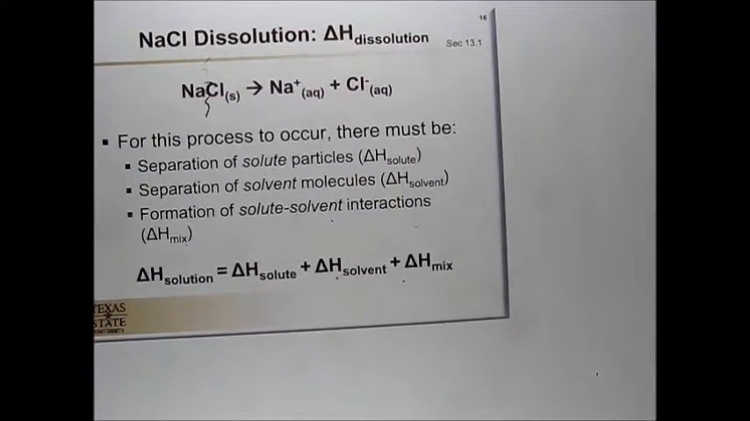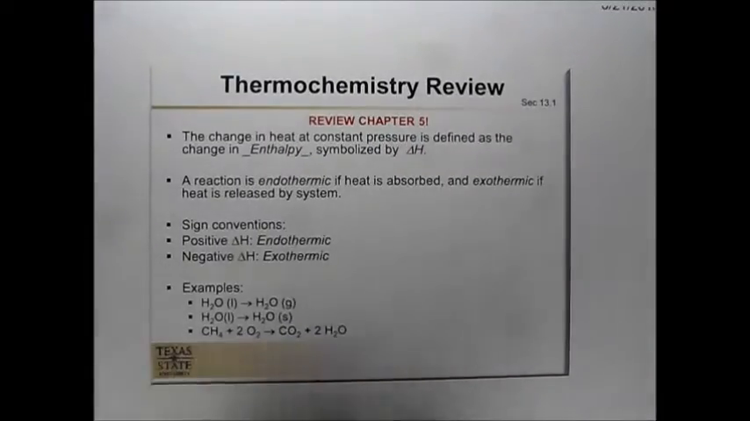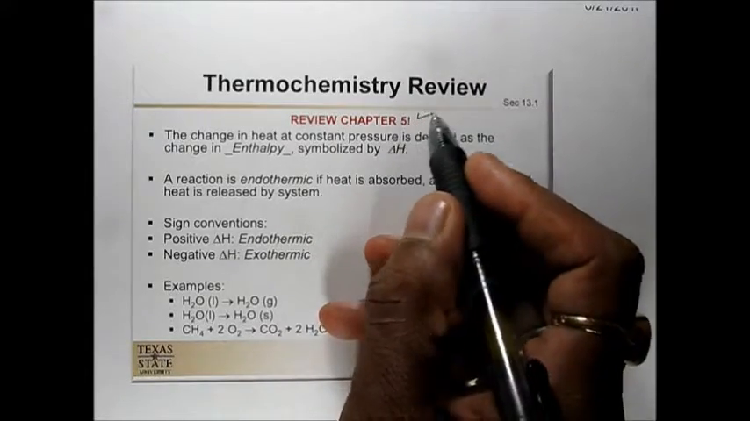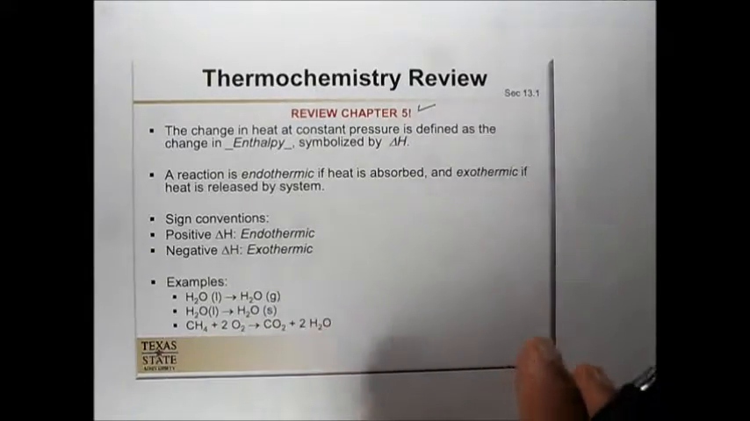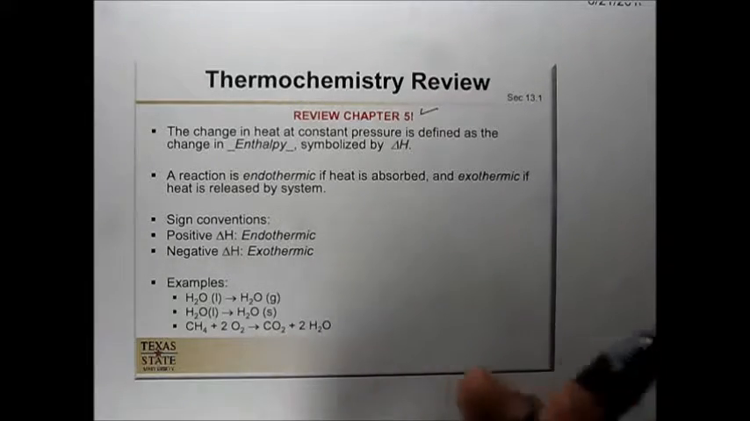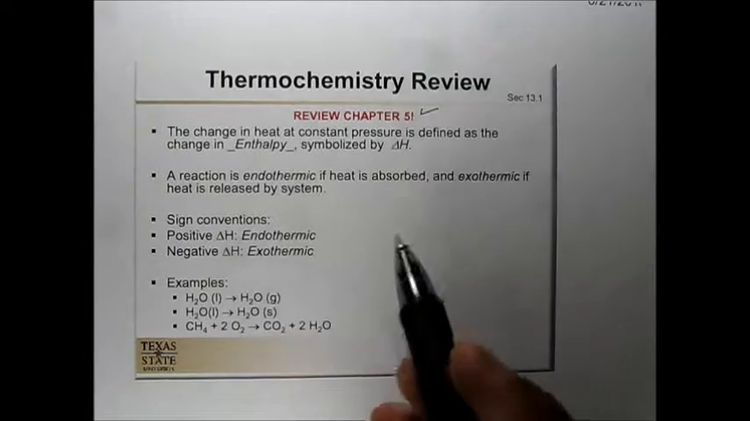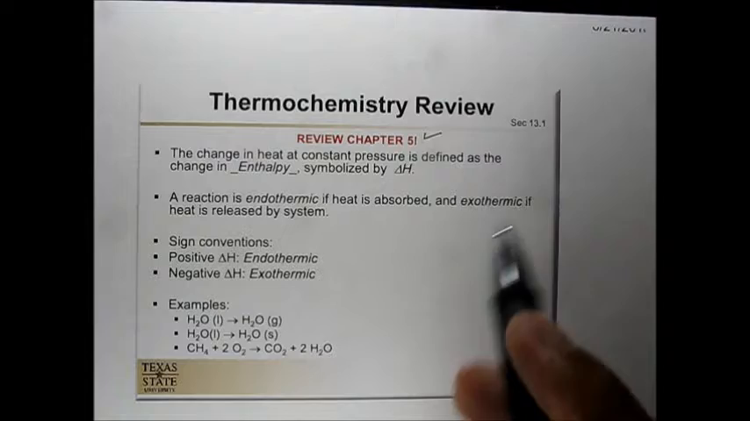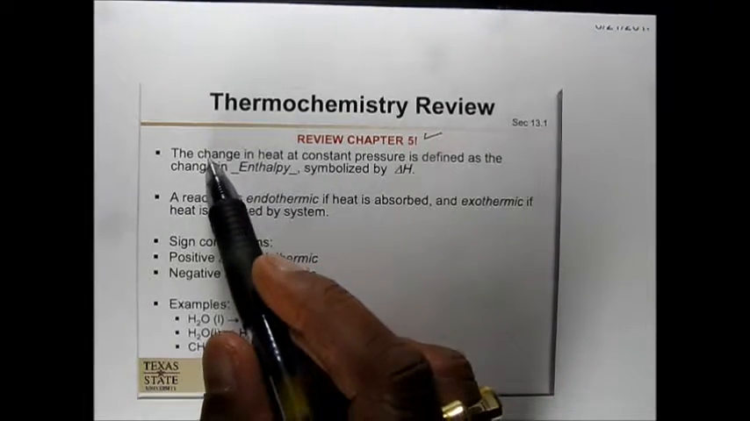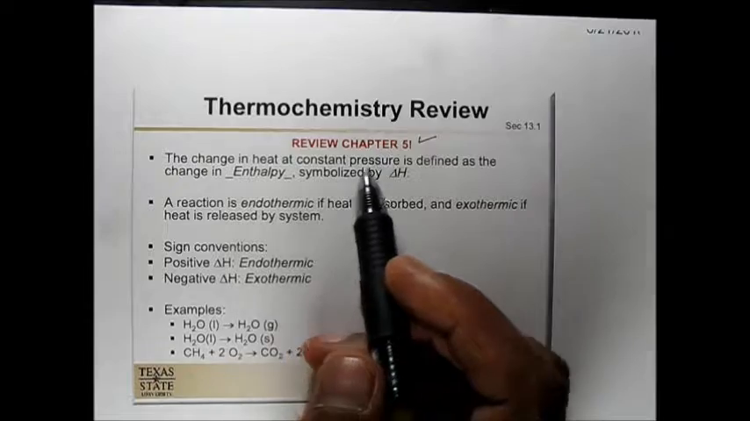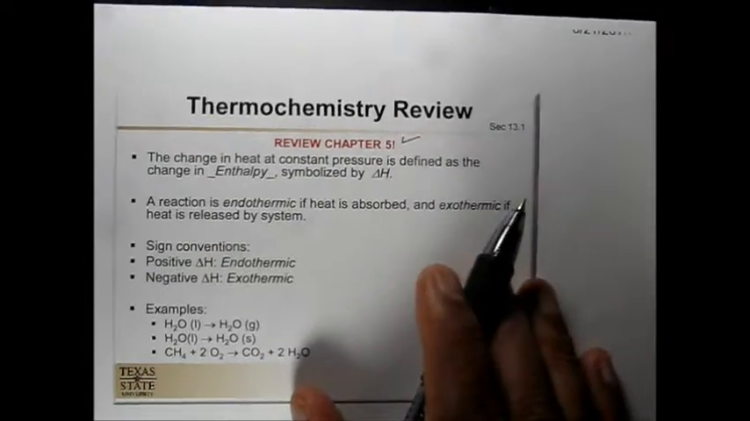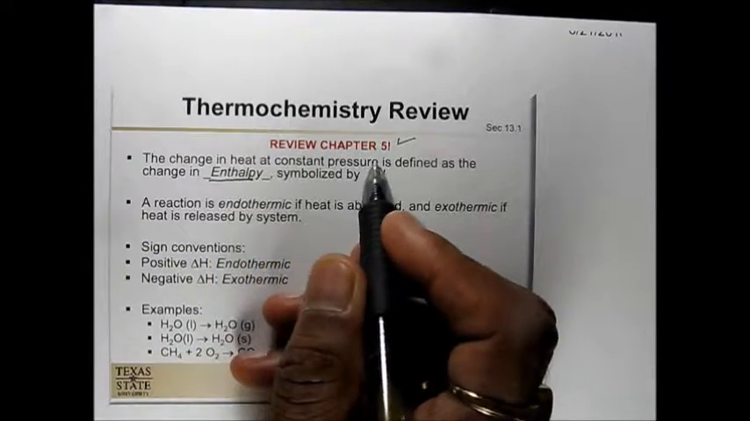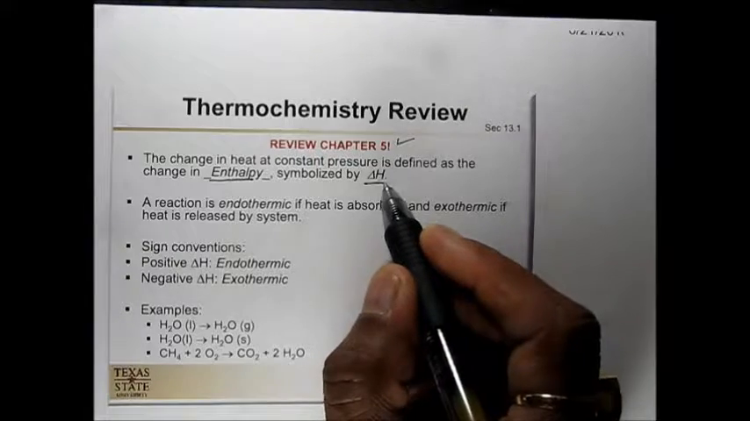We will see in another slide that some thermochemistry is involved. For this you have to review chapter 5, and again I will say that you have to review my general chemistry 1 previous chapter videos. I will add the link here in the description. The change in the heat at constant pressure is defined as the change in enthalpy. So enthalpy means the change in heat at constant pressure, or atmospheric pressure basically.